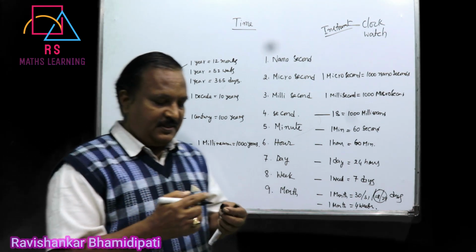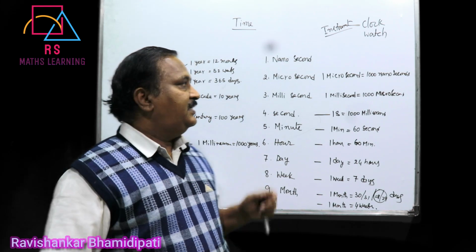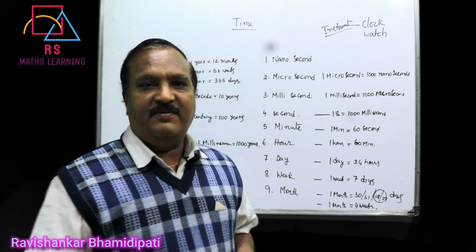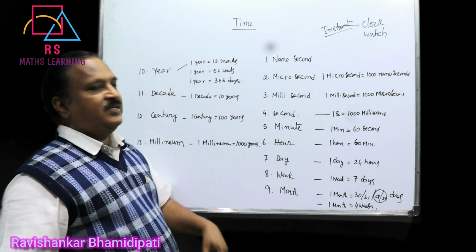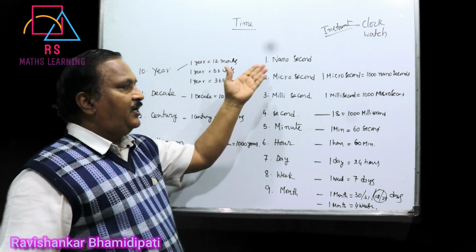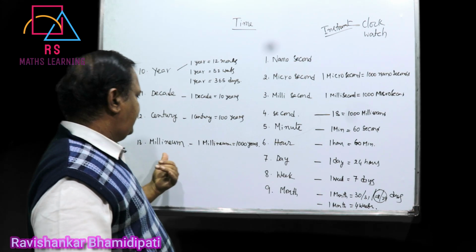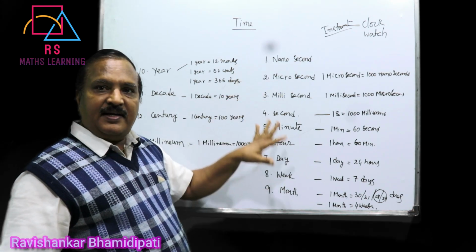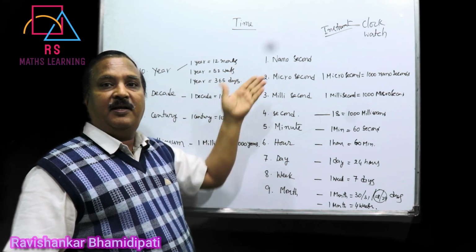Sometimes people think light year is a unit of time, but it is not, it is the unit of distance. I am going to teach you that in another video. I hope you have understood. You can convert every unit, smaller unit to the bigger unit. The smallest is nano, the highest is a millennium. So they are all interconvertible. Okay, smaller to bigger, bigger to smaller.